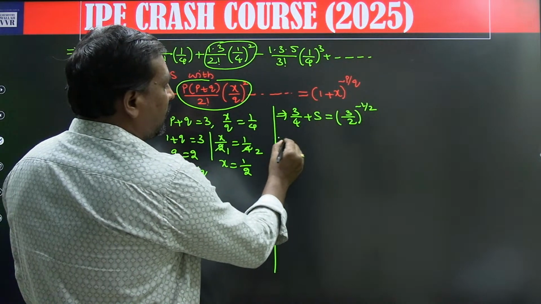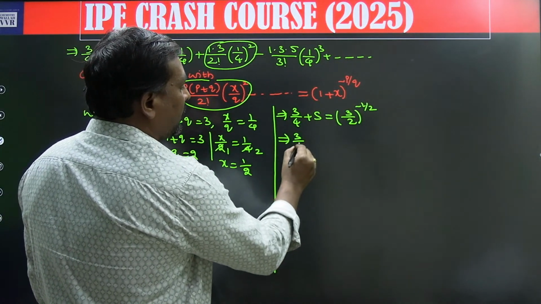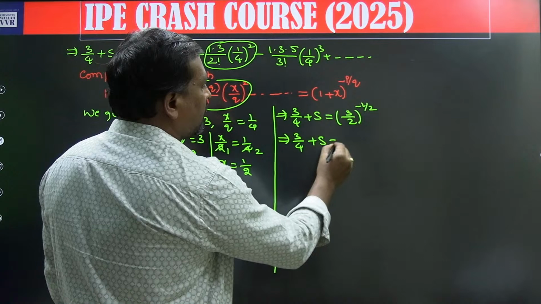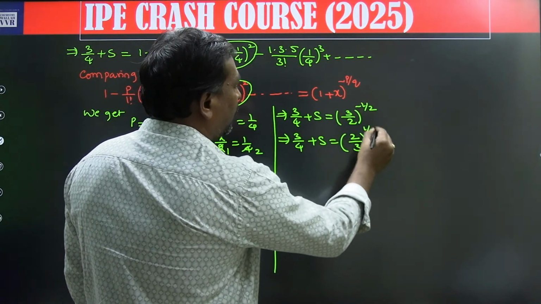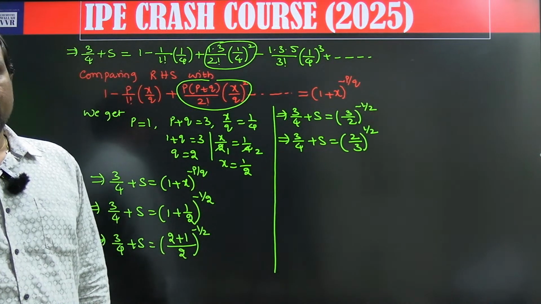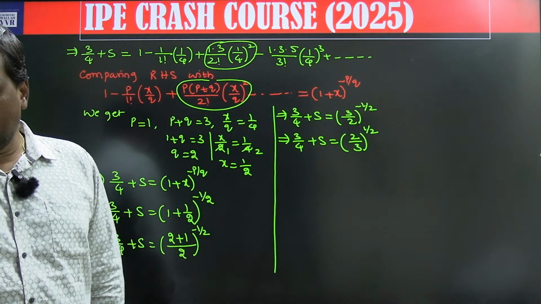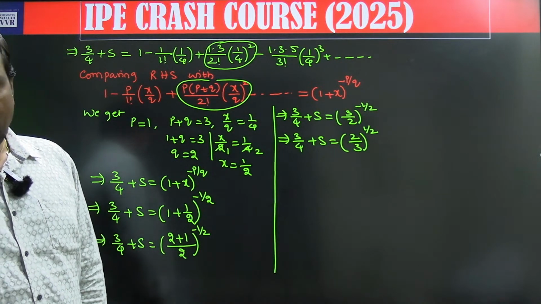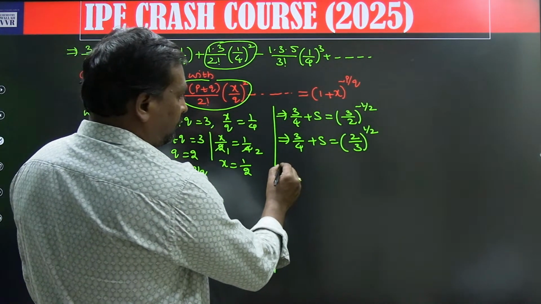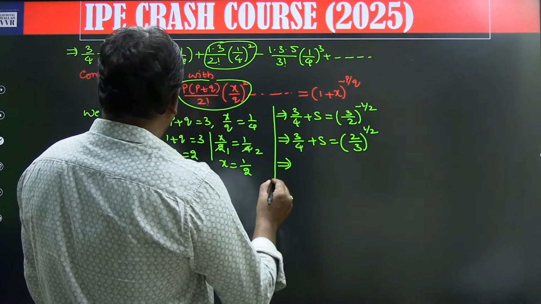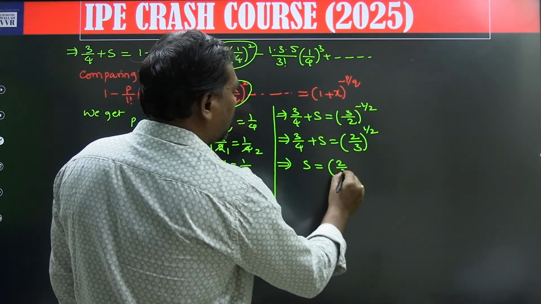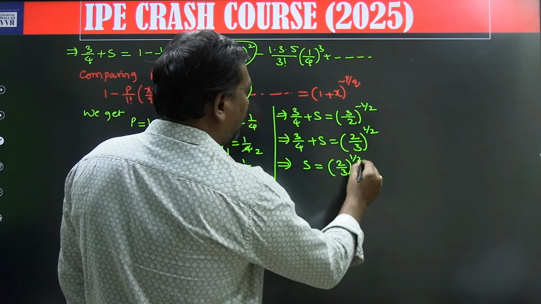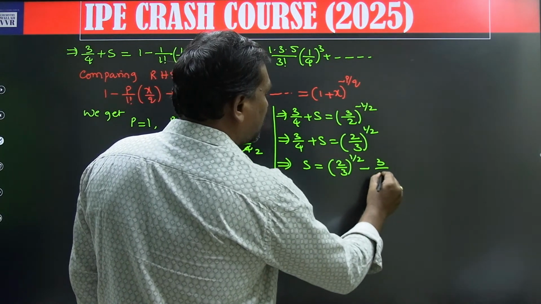So this 3/4 plus s is equal to 2/3 whole to the power of 1/2. The power will change if you take the reciprocal. So therefore s is equal to (2/3) to the power of 1/2 minus 3/4.